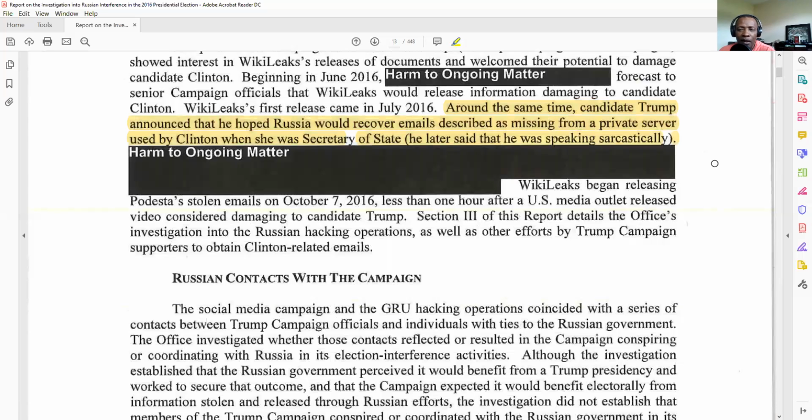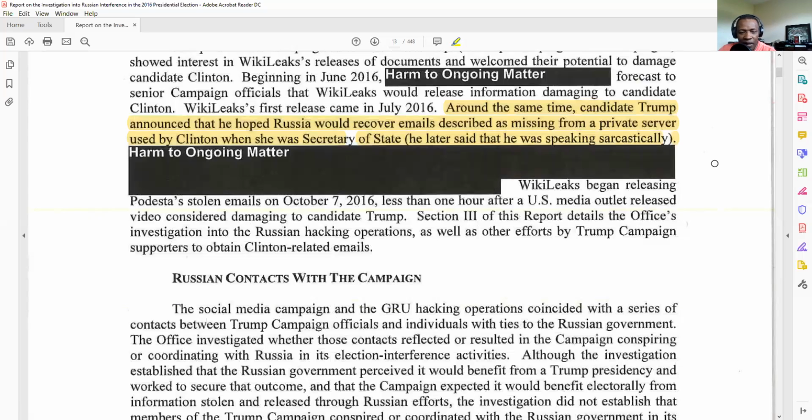Around the same time, candidate Trump announced that he hoped Russia would recover emails described as missing from a private server used by Clinton when she was Secretary of State. He later said that he was speaking sarcastically. The rest of the sentence following that is redacted due to harm to ongoing matter.